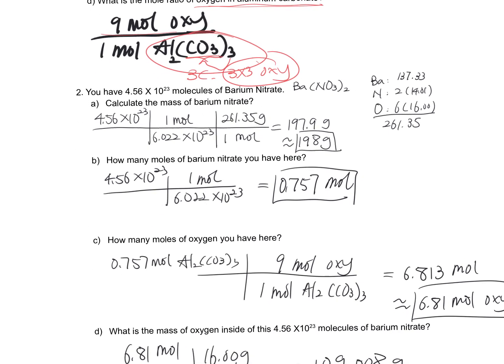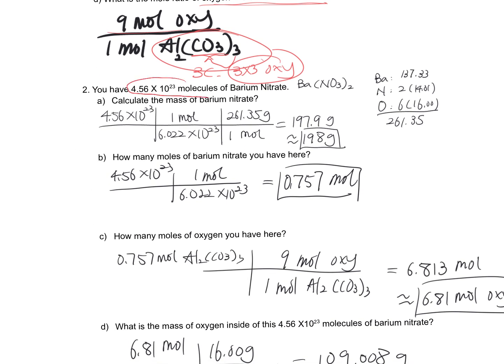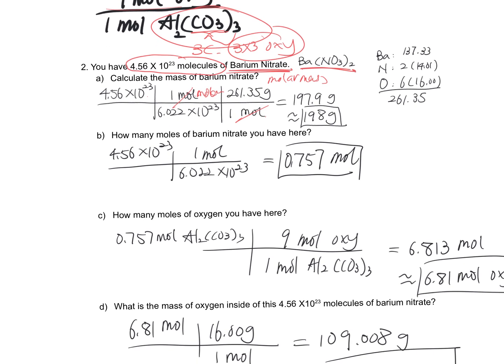Next one. It gives you the number of molecules of barium nitrate. You need the right formula. From this number of molecules, you need to go to moles of this molecule, and then use the molar mass of the molecule. Then how many moles of barium nitrate do you have? You can go from this number of molecules using the Avogadro number to get to moles.